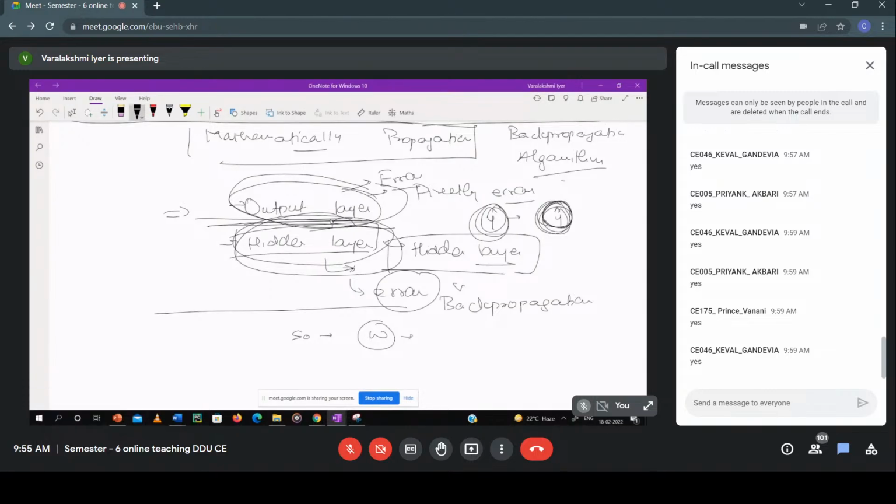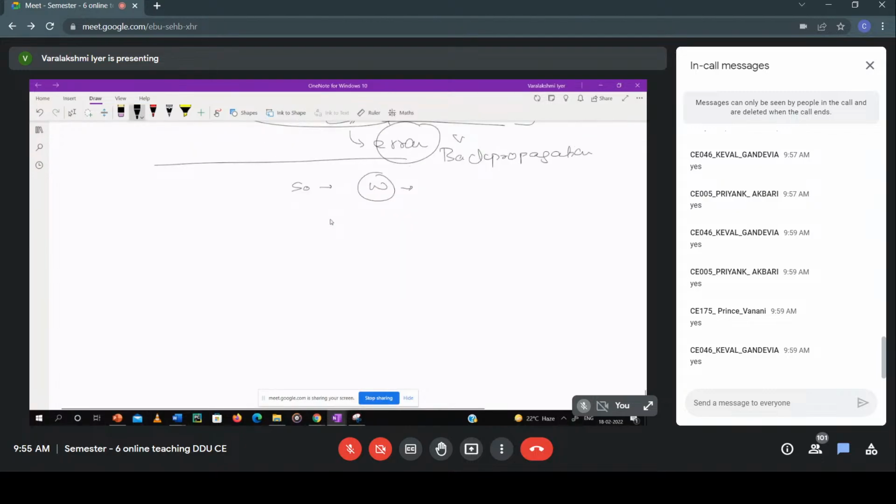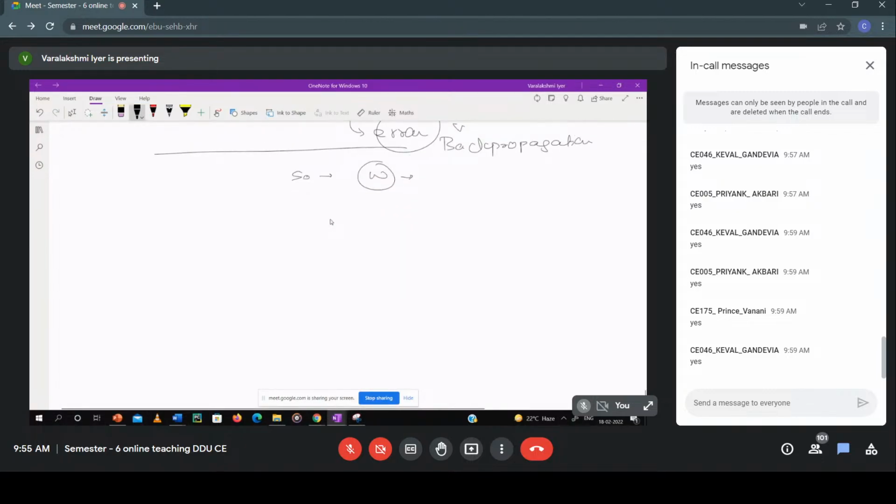All right, so let us go through the derivation part now. If you directly go through the textbook, there will be a lot of notations present which you might not get easily. So we'll go through an easy example first, so that whenever you go through the textbook to understand the backpropagation algorithm, it will be easier for you to understand.